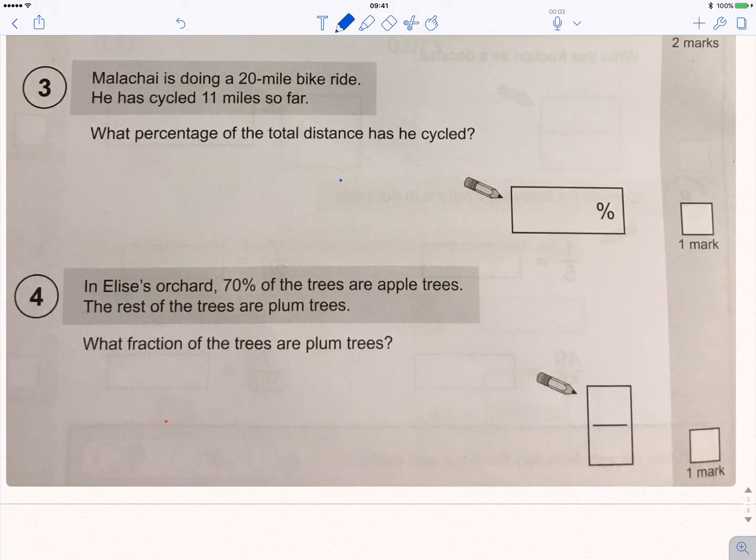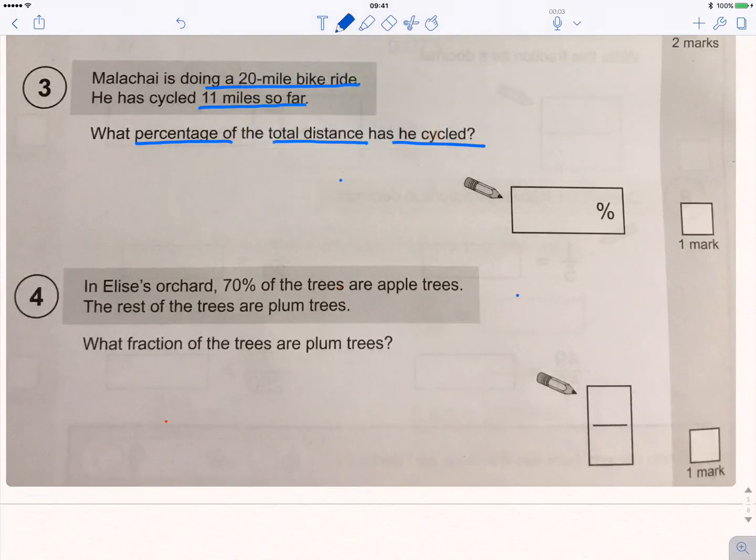Next question. Malachi is doing a 20-mile bike ride. He has cycled 11 miles so far. What percentage of the total distance has he cycled?